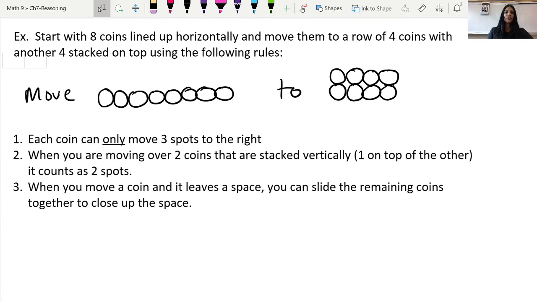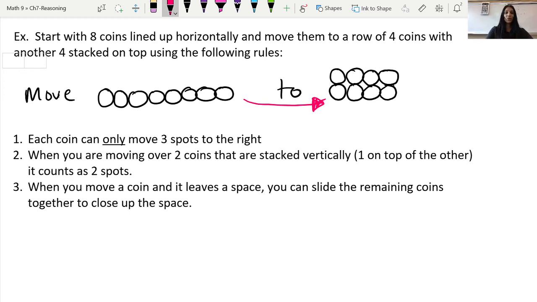Start with 8 coins lined up horizontally and move them to a row of 4 coins with another 4 stacked on top. So we're moving it to make it look like that. But these rules have to be applied.